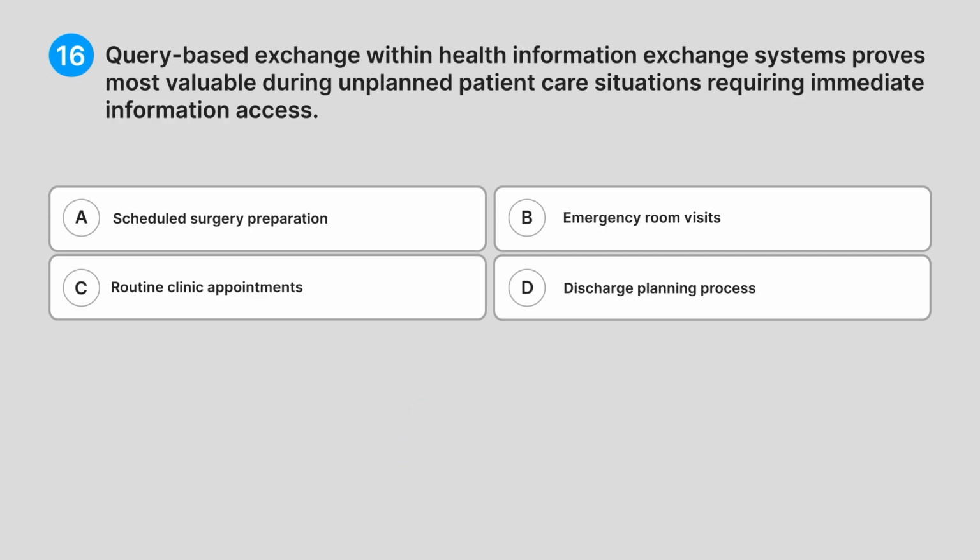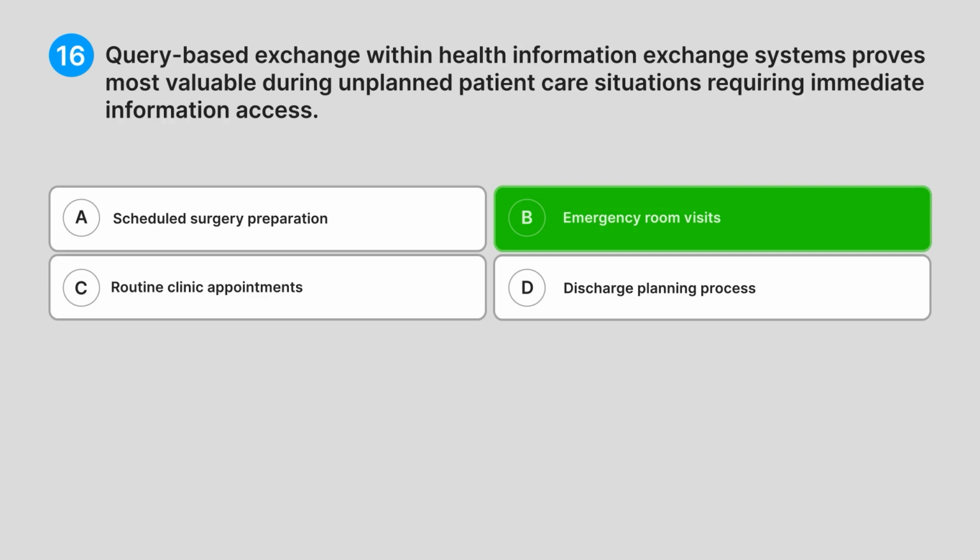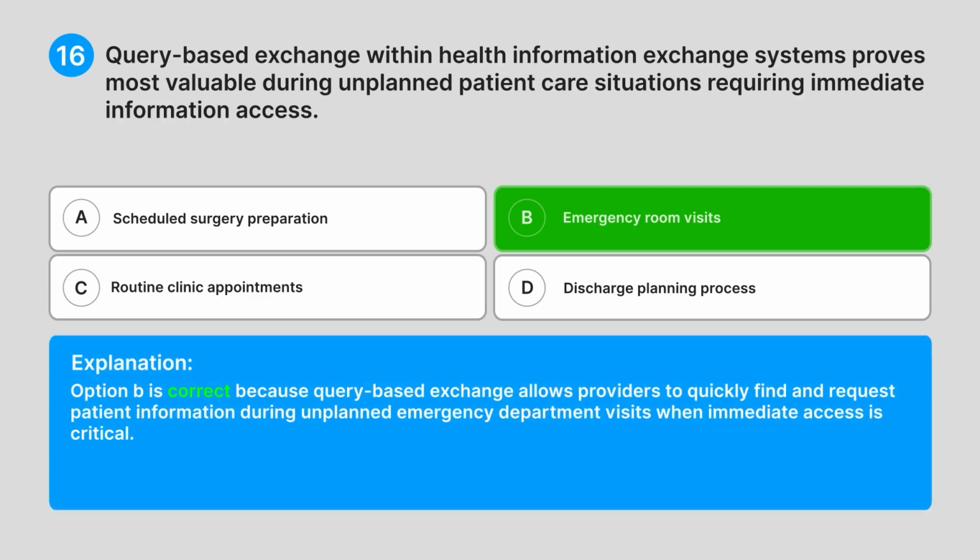Correct answer, B. Emergency room visits. Explanation. Option B is correct because query-based exchange allows providers to quickly find and request patient information during unplanned emergency department visits when immediate access is critical.